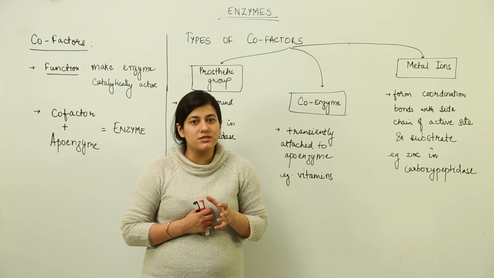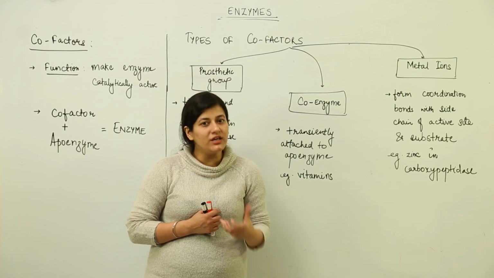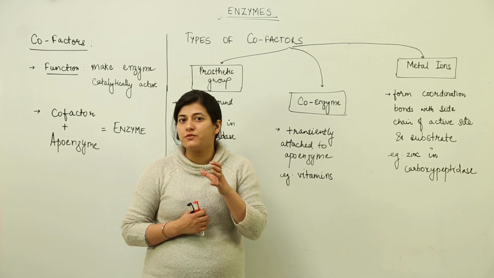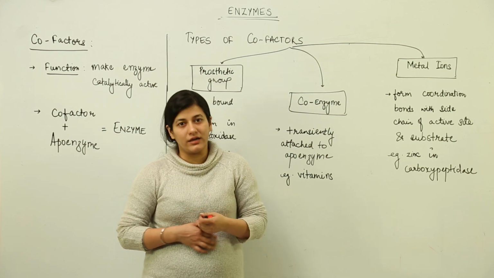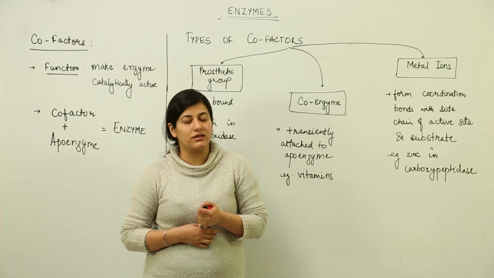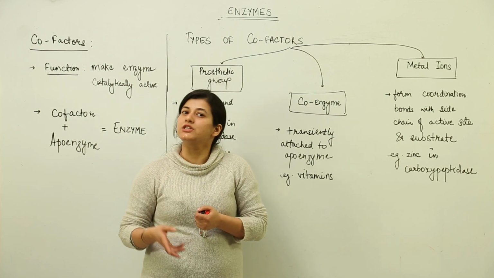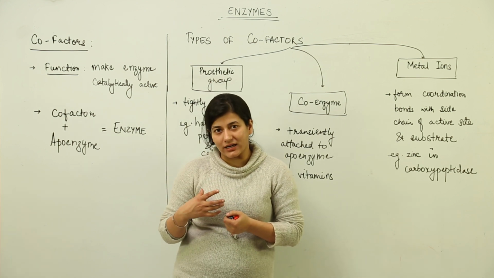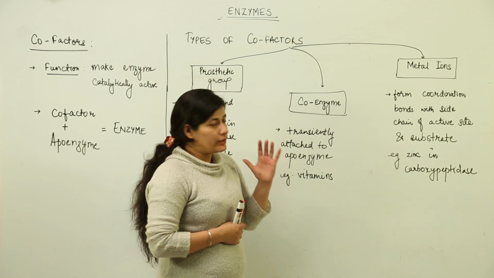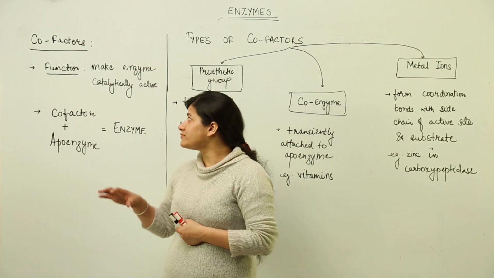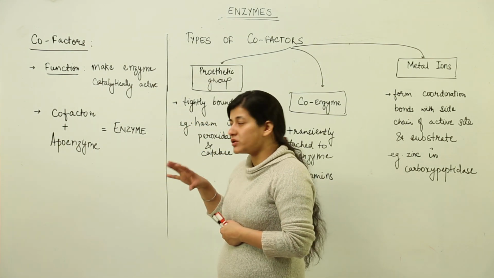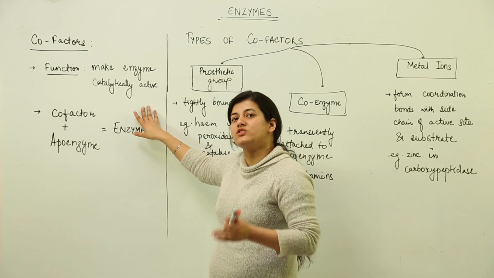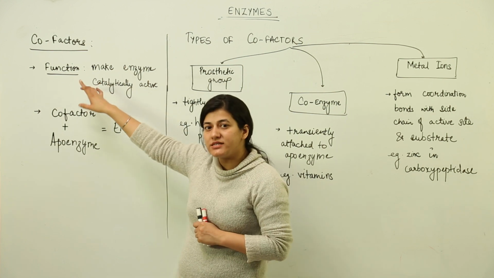that means the proteinaceous part, and the cofactor is removed, that proteinaceous part, or I would simply call it the polypeptide part of the protein, is not able to undertake the catalytic activity which it is supposed to undertake, and when the cofactor is added, then the catalytic activity can take place. Now when we study cofactors, we need to make sure what their functions are. So they make the enzyme catalytically active. The enzyme does not show catalytic activity in the absence of cofactors.